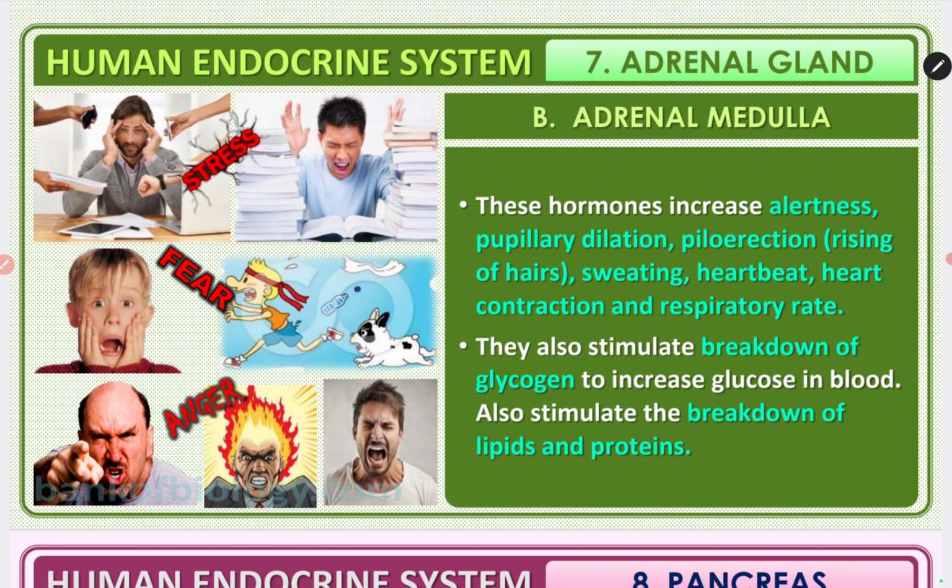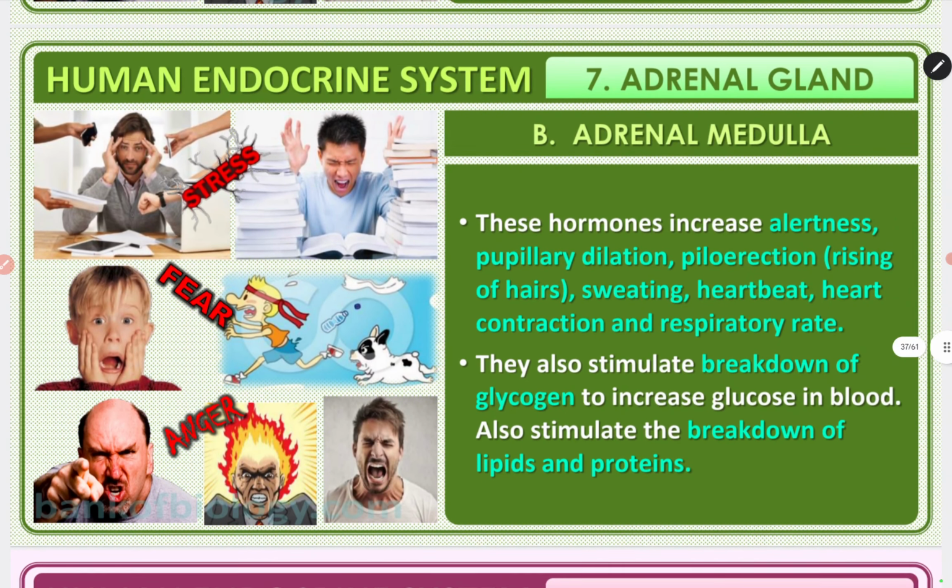These hormones increase alertness, pupillary dilation, piloerection, that is rising of body hair, sweating, heartbeat, heart contraction and respiratory rate. They also stimulate breakdown of glycogen to increase glucose in the blood, and also stimulate the breakdown of lipids and proteins.